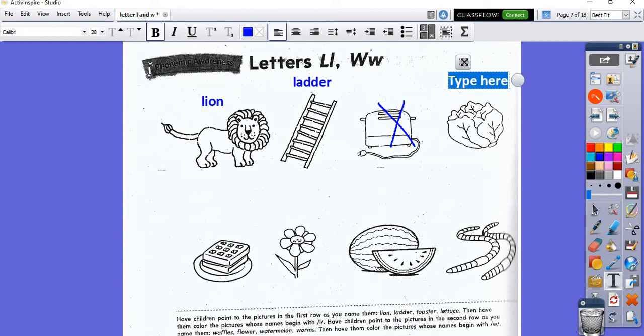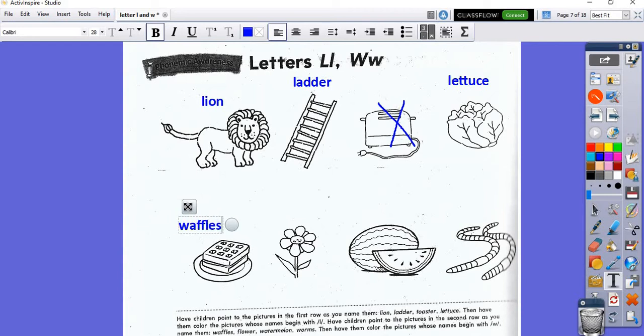Lettuce starting with letter L. Write the spelling with me. Lettuce. We are copying the word from the down. Okay. Now next we have here. What picture is this? Who love to eat this? These are waffles. Starting with wah. Waffles.